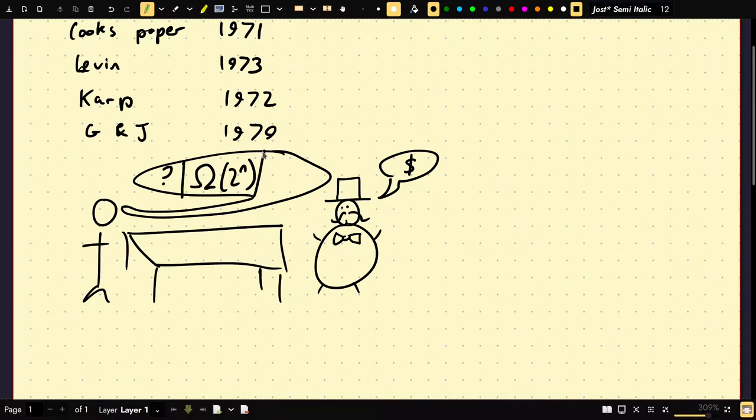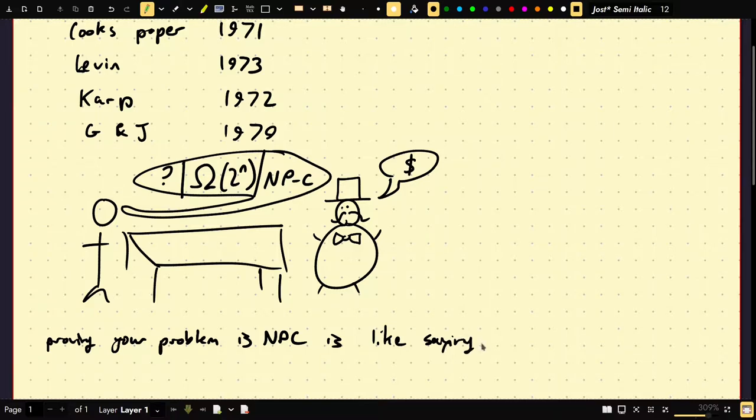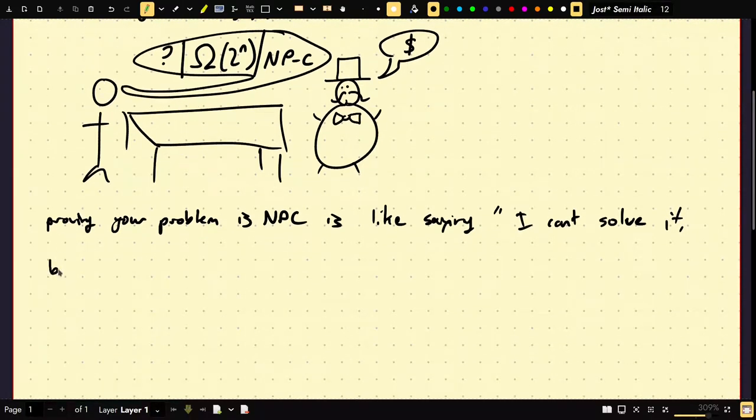But what you can do is a sort of compromise between these two. If you can prove the problem is NP complete, proving your problem is NP complete is like saying, I can't solve it, and by solve, I mean find an efficient algorithm. But neither can any of these famous people.